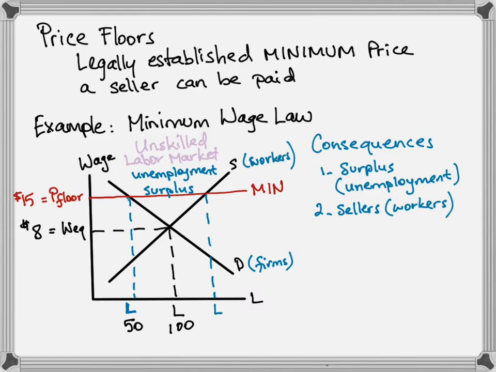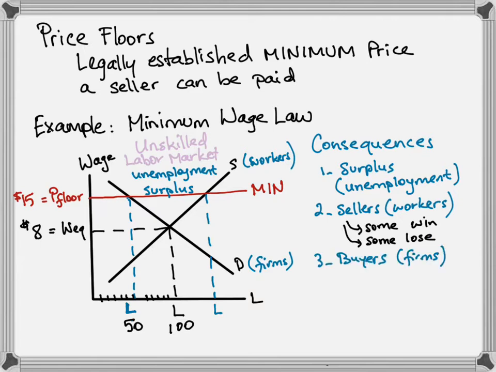So those first 50 workers who are hired and paid $15 will win. Let's put that here. Some will win. But on the other hand, some other workers who are willing to work can't find jobs because of this higher price. And they will be unemployed. That means some workers, some sellers, will lose.